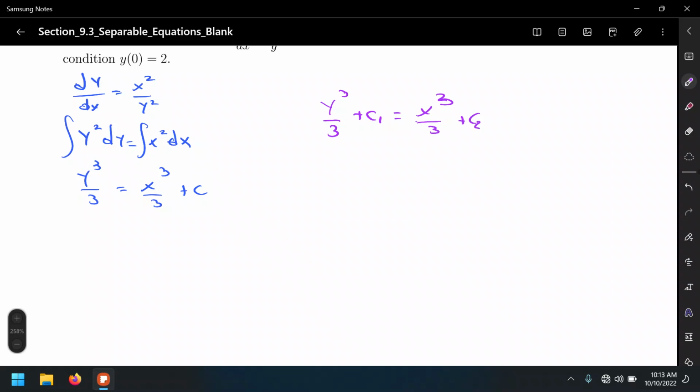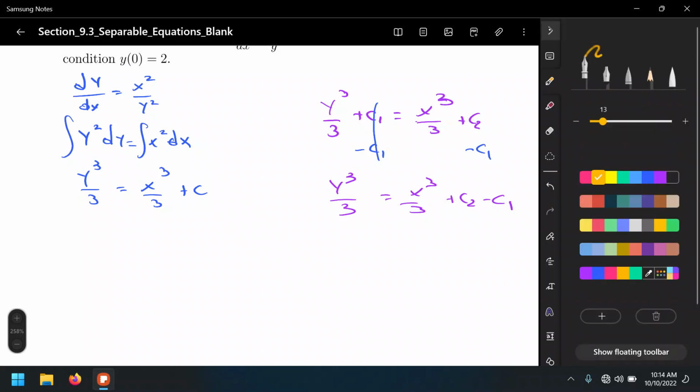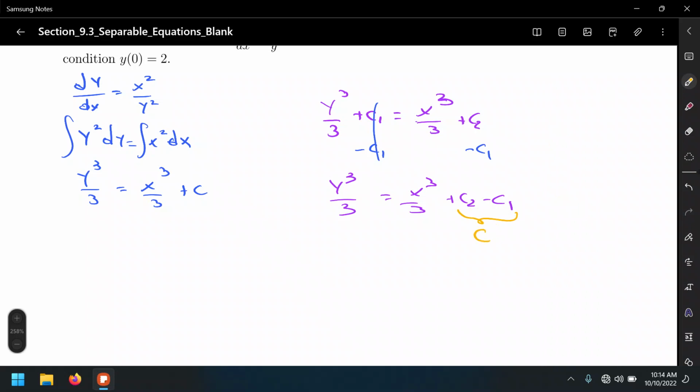Add one constant on the left hand side for the corresponding integration and add another constant on the right hand side for its corresponding integration. However, when we solve for the dependent variable y and subtract c1, we get y cubed over 3 equals x cubed over 3 plus c2 minus c1. But notice I didn't leave this as c2 minus c1. When we subtract these constants we don't know what they are; they are to be determined by the initial condition. So here we combine c2 minus c1 and call it c.